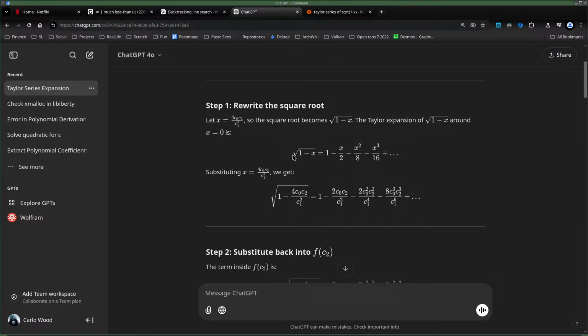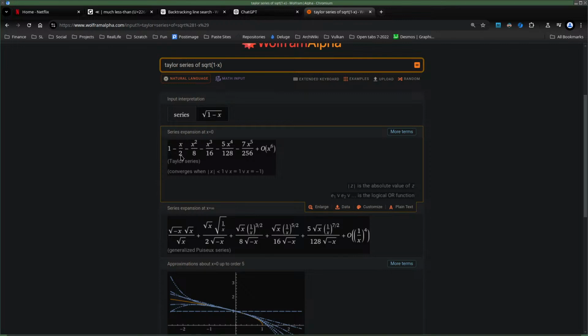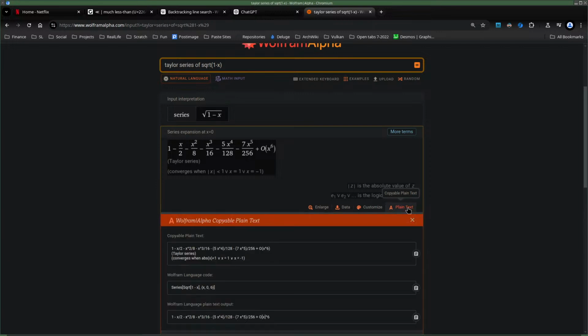So it has the square root of 1 minus x equals 1 minus x squared, x to the power of 3, and so on. And here we have 2, and then 8, and then 16. It's a weird jump with minuses. Okay, minus, minus, minus, 2, 8, 16. X squared, so that's correct. Let's add one more though.